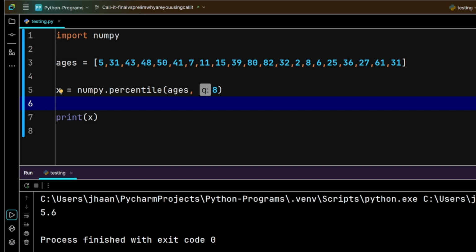Percentiles can also be used for standardized testing and academics. So you can see how much they scored. If a student scores in the 90th percentile on some exam, that means their score is better than 90% of all the students who took that test or exam.